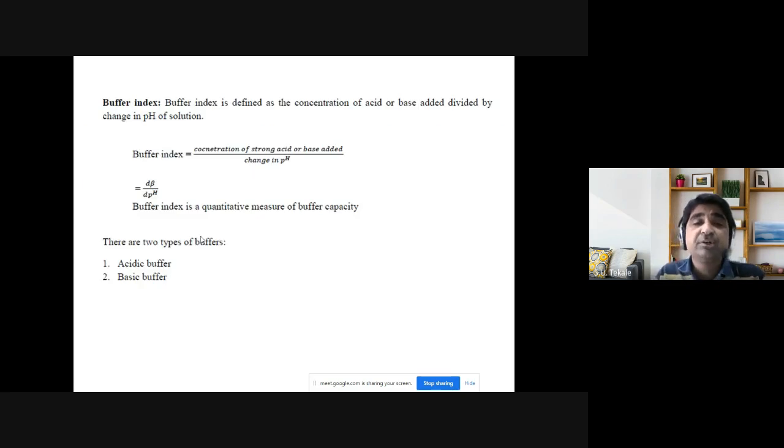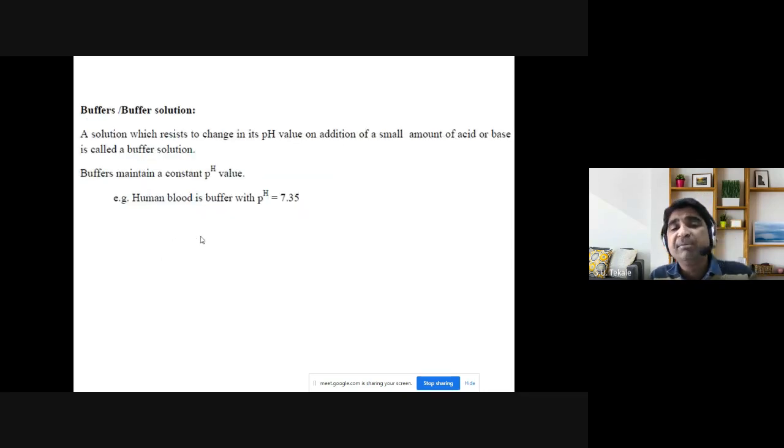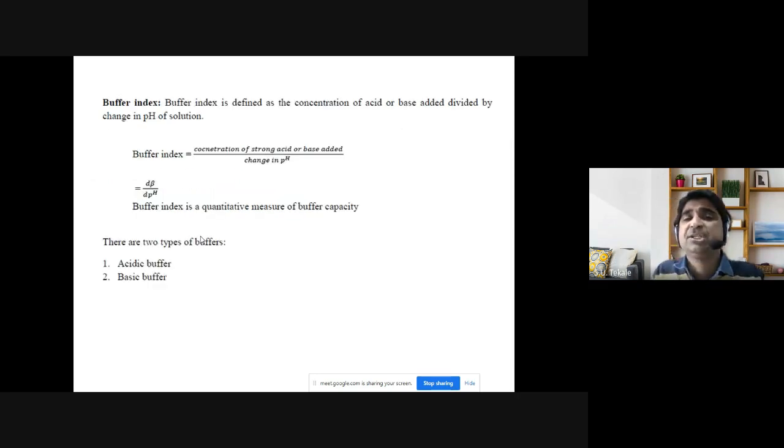Okay, so this was regarding a buffer and what is buffer index. The pH of the buffer solution will not change if we add a slight amount of strong acid or strong base into it. But it may change if a large excess of acid or base is added, and the concentration of acid or base added divided by the change in the pH value is called buffer index. And this buffer index is a measure of buffer capacity or buffer action.